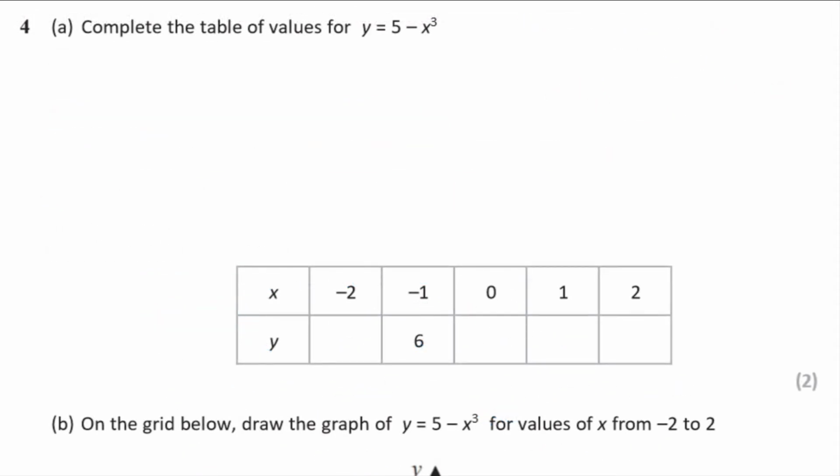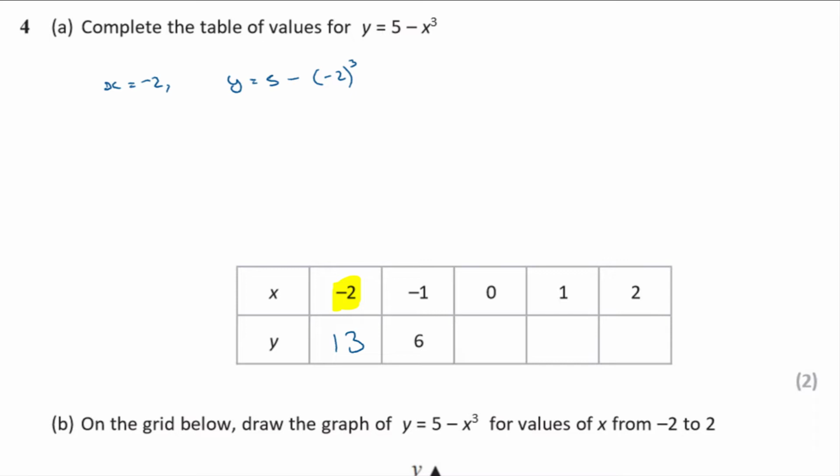Question 4a, complete the table of values for y equals 5 minus x cubed. Now, I've got a nifty function on my calculator that will do this for me. If you don't have a Casio calculator though, you're going to take each of the values of x down here and sub them one after the other into the equation to find what y is. So for instance, for x equals minus 2, y is equal to 5 minus negative 2 cubed, which is 13. And then we go on and do the next one, the next one, next one, next one. That's why they've given us all that space.